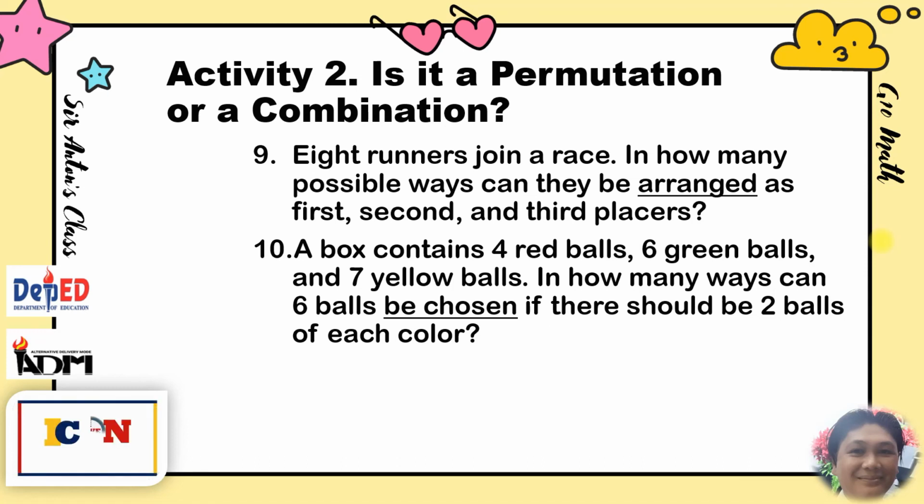For number 9, the underlined word is arrange. Again, this is a permutation. For number 10, the underlined words are be and chosen. So be chosen. Is this a permutation or a combination? This is a combination. Yes. Very good. So that is how we differentiate permutation from combination.